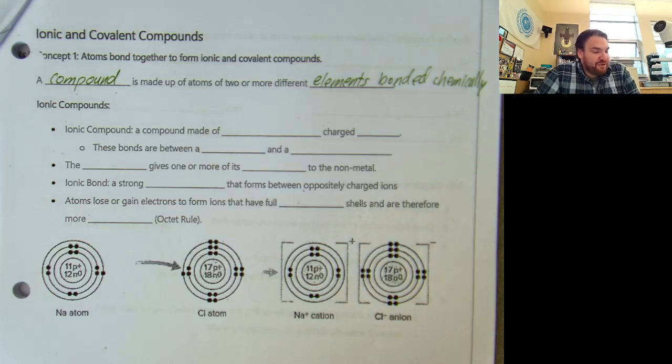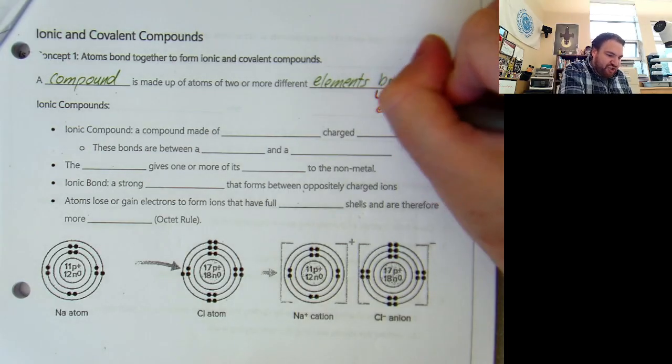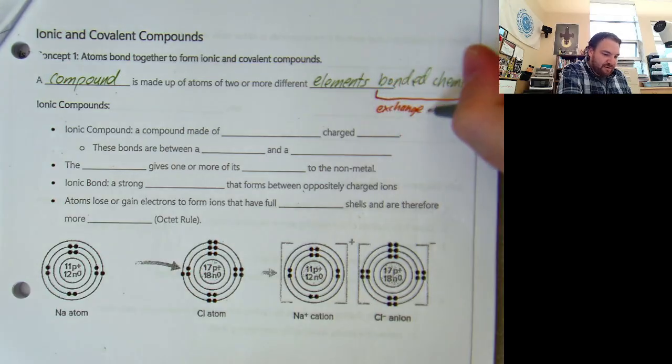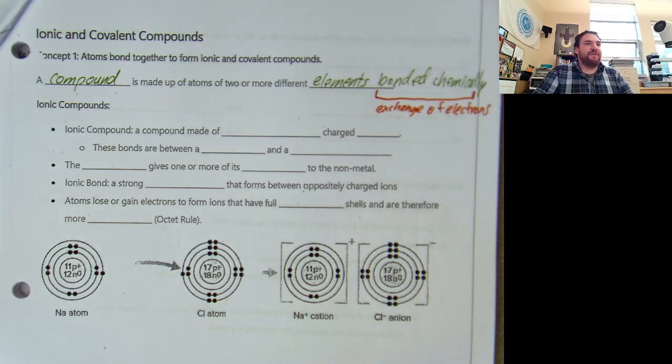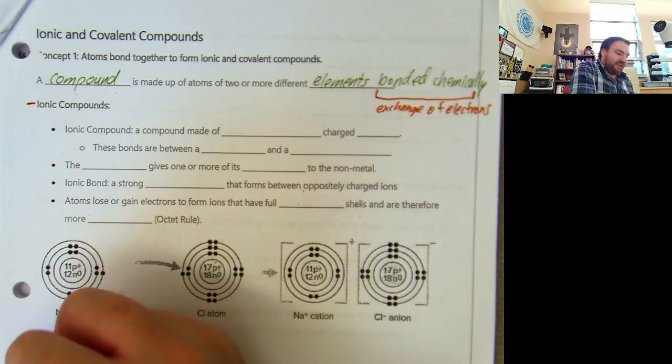So a compound is made up of two atoms that are bonded chemically, and what bonded chemically means is there has been an exchange of electrons. And that can look like a few different things. Again, not necessarily functionally different than people. So the two different kinds of compounds are ionic compounds and covalent compounds.